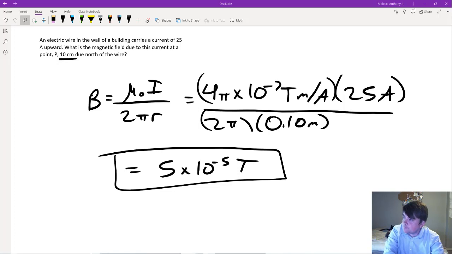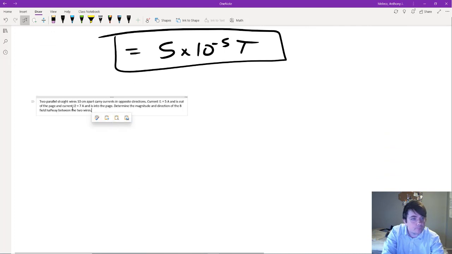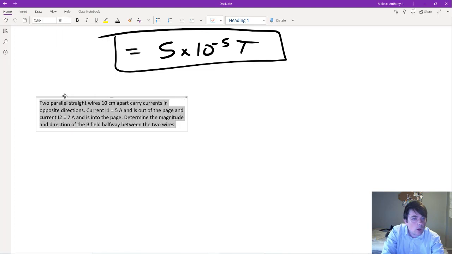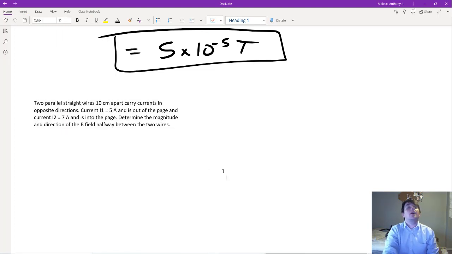The next one, and we've only got 2 more to go. We have 2 parallel straight wires, 10 centimeters apart, carrying currents in opposite directions. Current I1 is 5 amps, out of the page. And current I2 is 7 amps, into the page. We want to determine the magnitude and direction of the B field halfway between these wires.